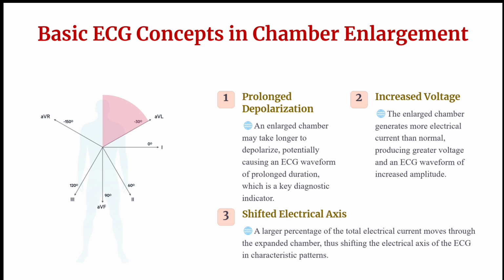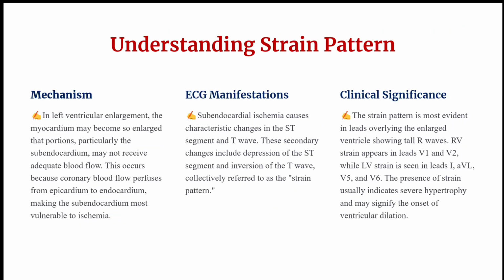Understanding strain pattern. Strain patterns indicate myocardial stress, particularly in severe hypertrophy. Subendocardial ischemia causes characteristic ECG changes: ST segment depression and T-wave inversion in leads overlying the affected ventricle. Their presence suggests advanced hypertrophy and potential ventricular dysfunction.